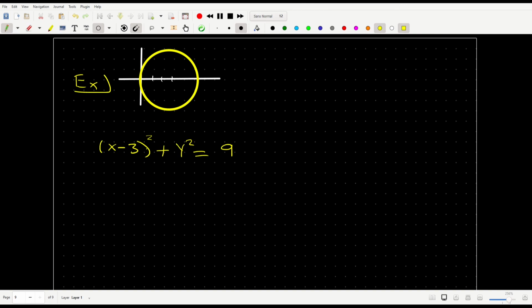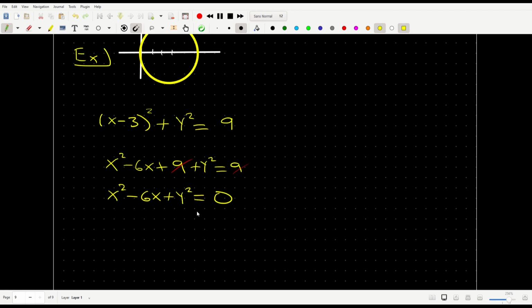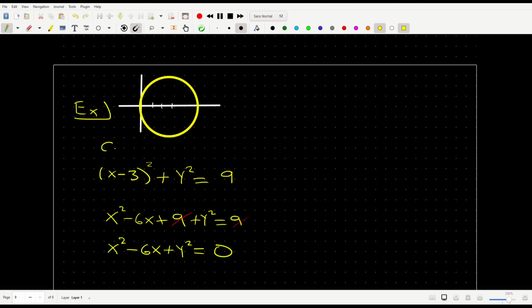We can expand this term right here to get x squared minus 6x plus 9 plus y squared is equal to 9. And these two 9's cancel one another. So this is the same thing as the equation x squared minus 6x plus y squared is equal to 0. This is the Cartesian form of this equation. You can write this one or this one.